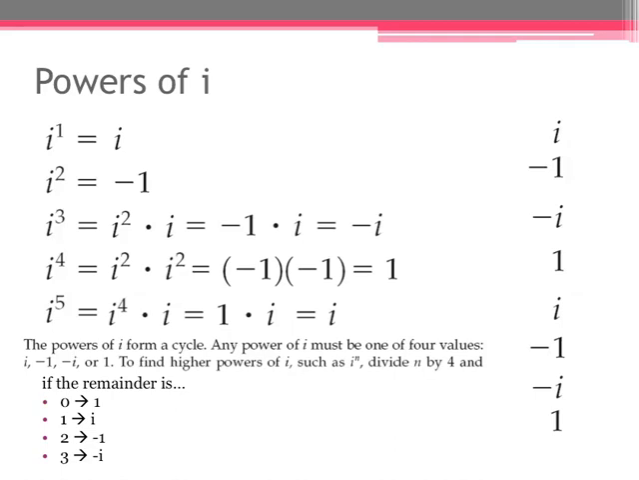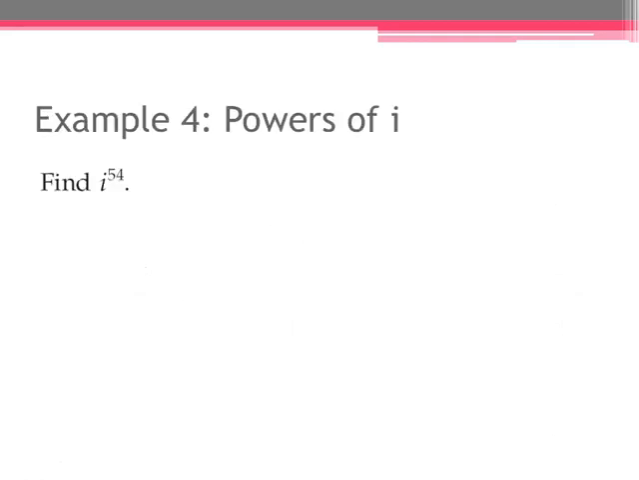Let's look at an example together. So i to the 54th power. Take 54 and divide it by 4. Now you could do this on the calculator. The only issue is we really need to know what that remainder is. Typically the calculator gives you an answer in decimal form, so it won't give you the remainder as just a number. It will be the number over 4.